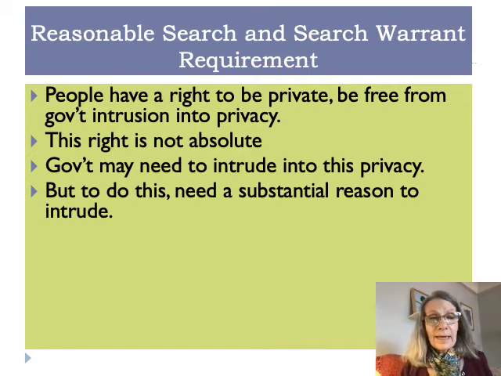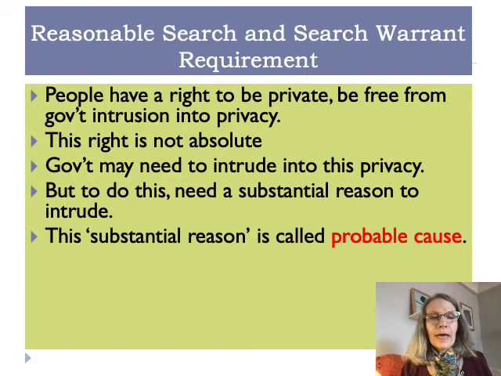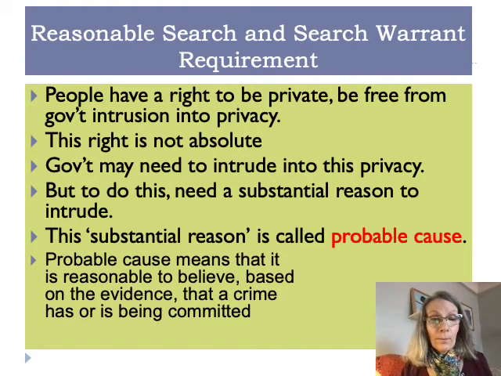So government may need to intrude into this privacy, but to do this, they need a substantial reason to intrude. And that's where that limit on government comes. Government can intrude on your privacy, but they have to have a really good reason to do that. And that substantial reason for searches is called probable cause, okay? So for government to intrude in your privacy, they must have a reason, and that substantial reason is known as probable cause.